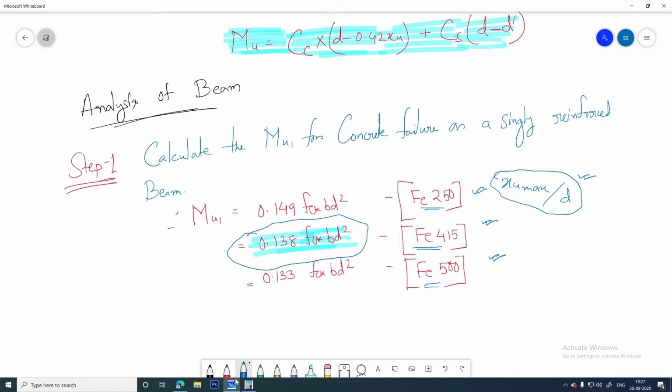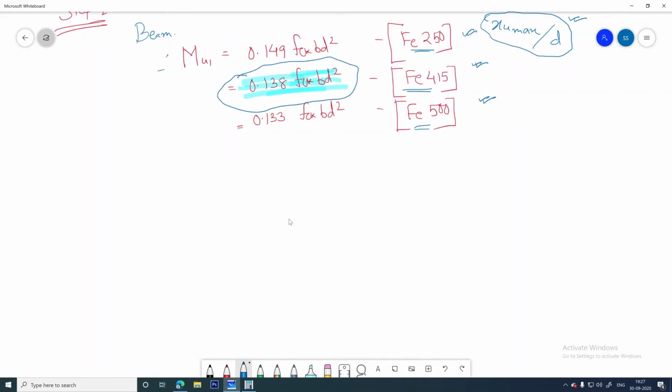So in step 1 you need to determine the mu1, that is 0.138 FCK BD square. Okay, clear? Now going to step 2. Either you can use this formula mu1, or you can use the formula which is given in the code, anyone. Now step 2.